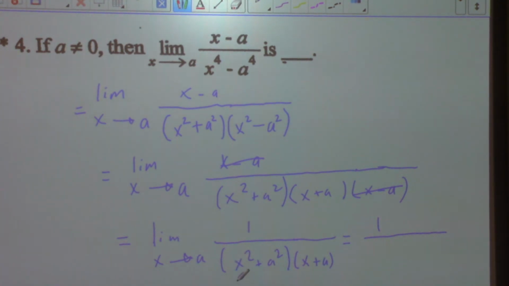What do we substitute? You put in a, you put in x, or you let x equal a.